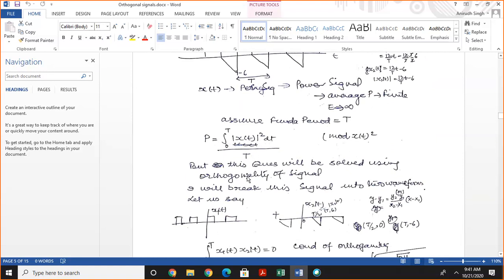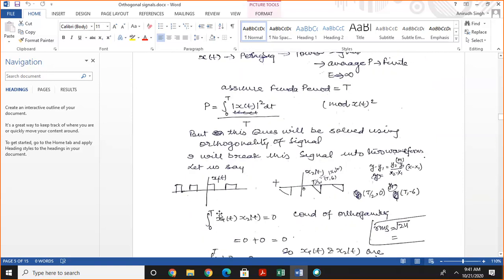So power is equal to 2.607 divided by 2, and we get the value of power, which is 1.303. And RMS value is always the square root of power. So we calculate the RMS value, which is 1.41.